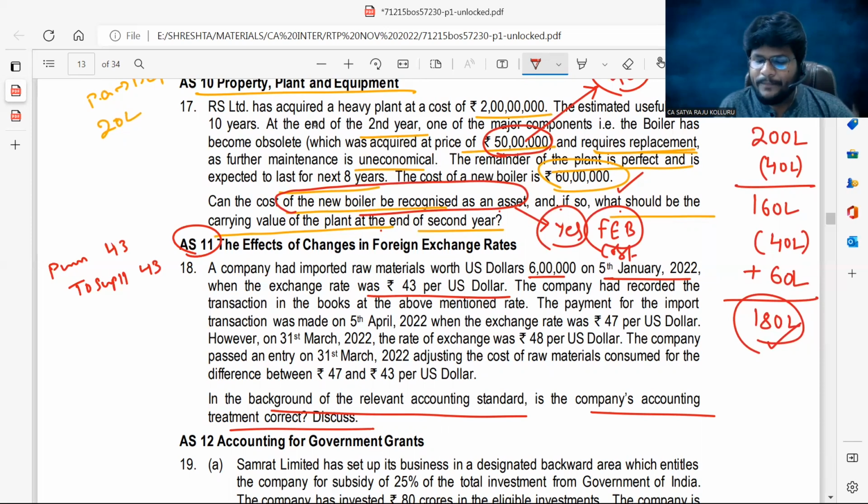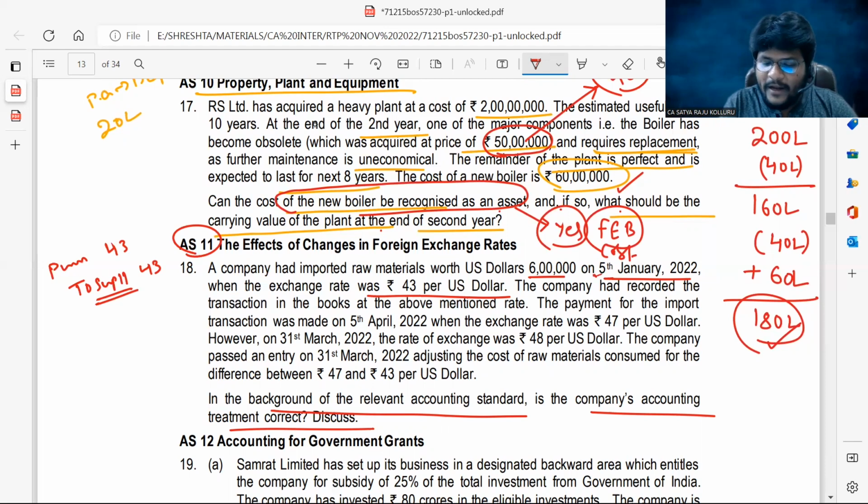Am I right? Fine. Because supplier is nothing but a monetary item. Whenever you are entering into a transaction related to a foreign currency transaction, in our books of accounts we need to record it at the rate prevailing as on the date of entering into the transaction.